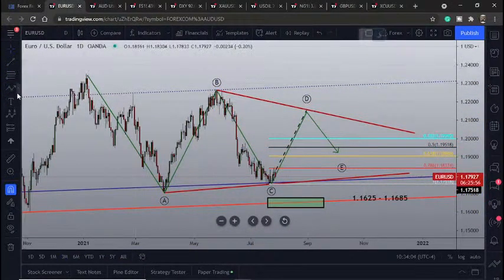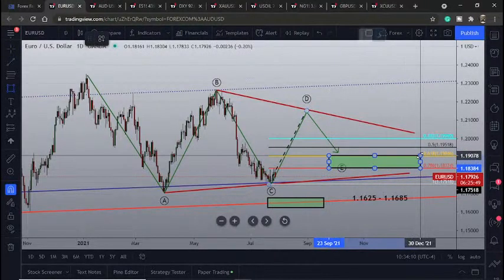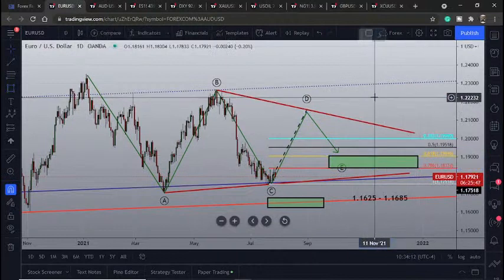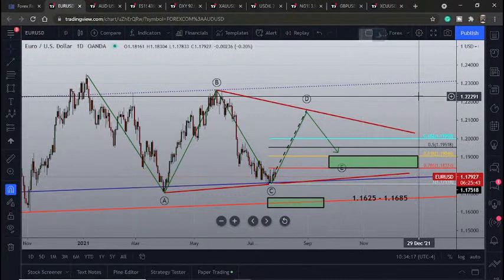and identify a zone that you want to see a reversal. 0.618. And look for a reaction to the upside and then get in on that. And that's how an ABCDE would look.